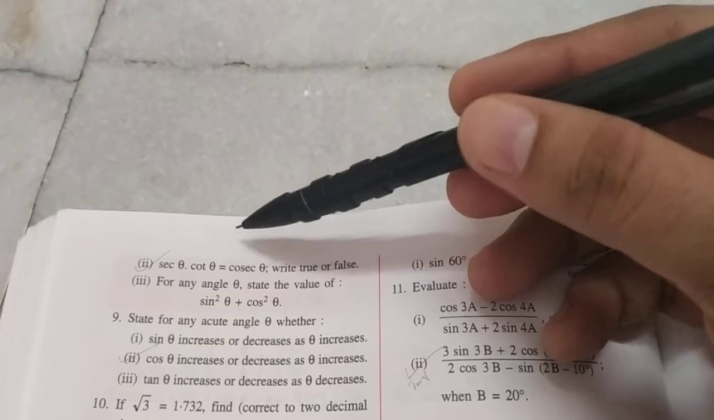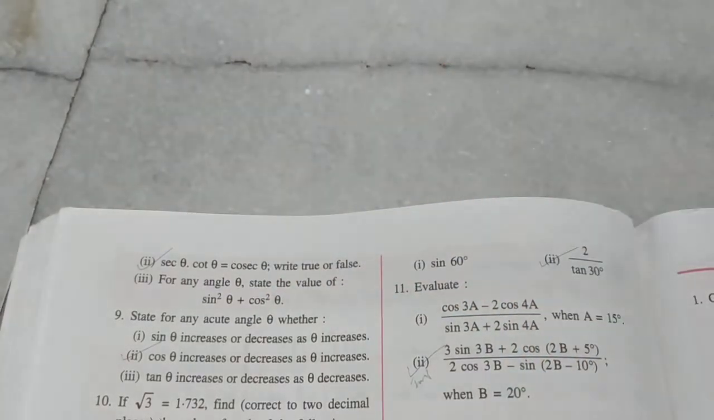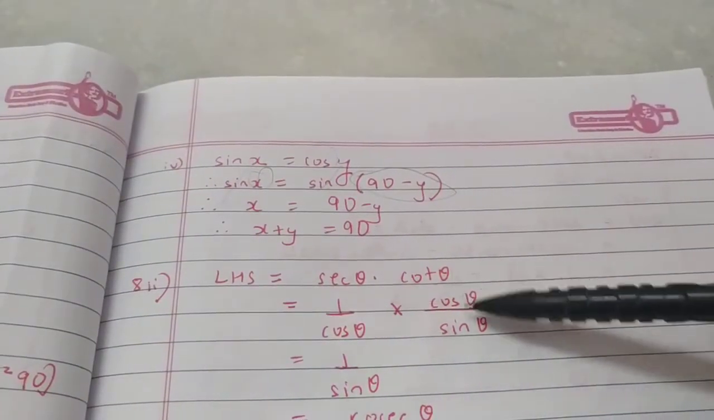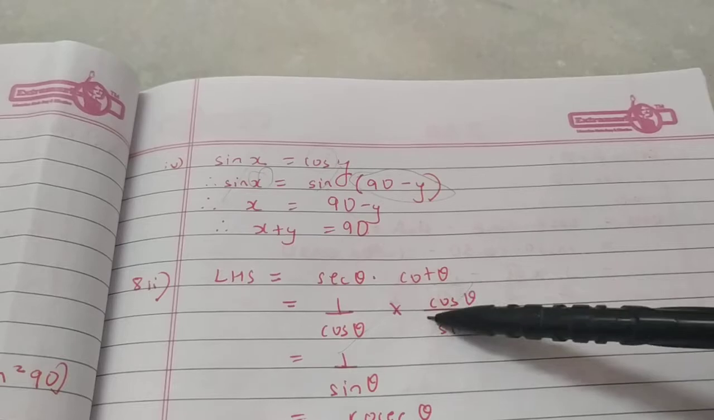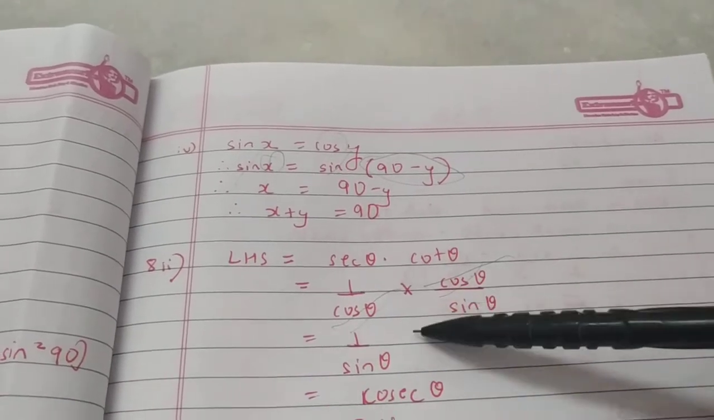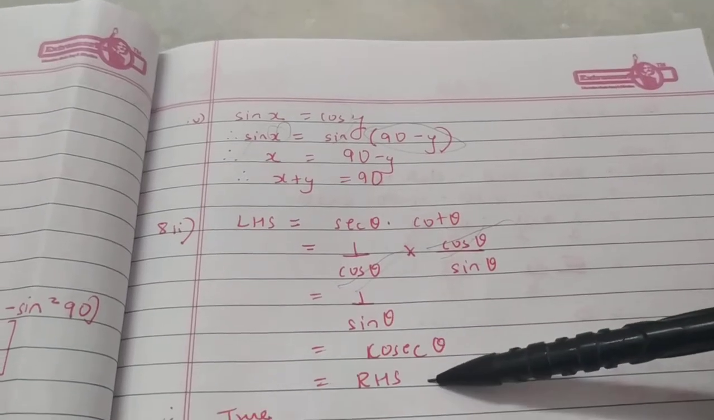Next question is 8.2. If this is equal to this, is it true or false? Okay, we'll have to solve this. Let's start with LHS. Convert this into cos, convert this into sine and cos. Cos and cos cancelled. That's right, cos theta and cos theta cancelled. So what is left is 1 upon sine, which is cosec. So that is equal to RHS. So it's true.